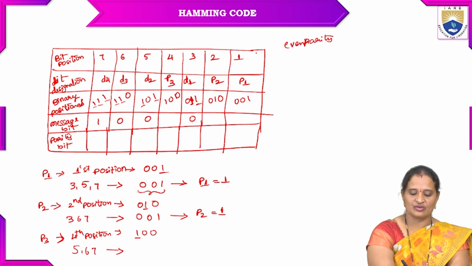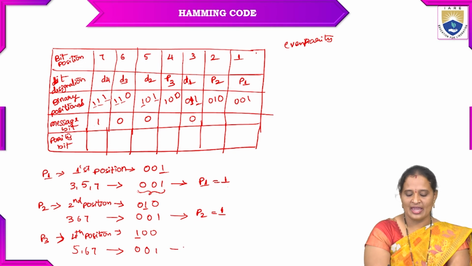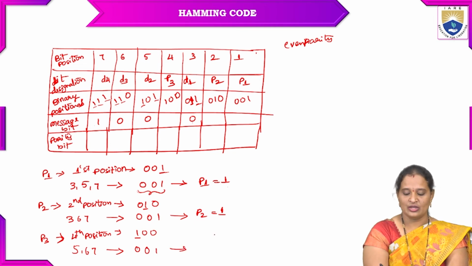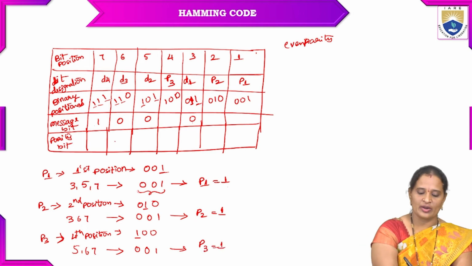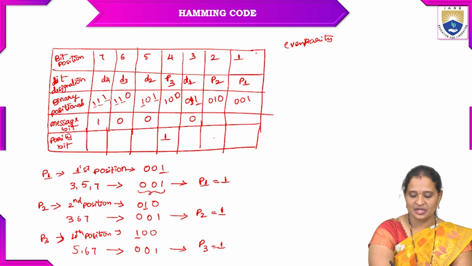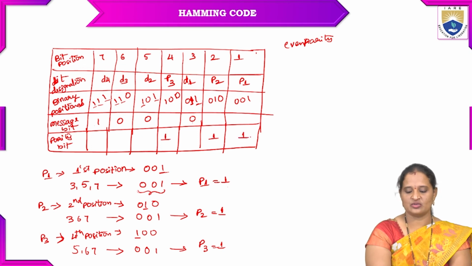So what are the values of 5, 6, 7? 5 is 0, 6 is 0, 7 is 1. Again it is odd parity. So in order to make it even, P3 also must be taken as 1. So P3 is 1, and next P2 is also 1, P1 is also 1.